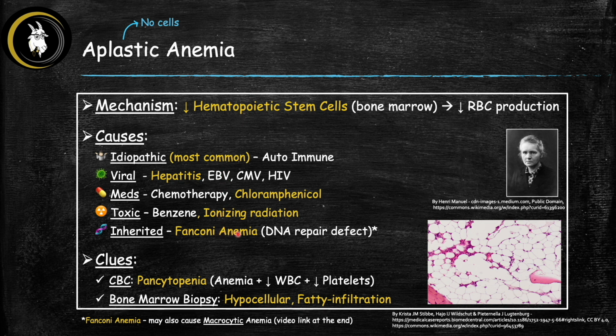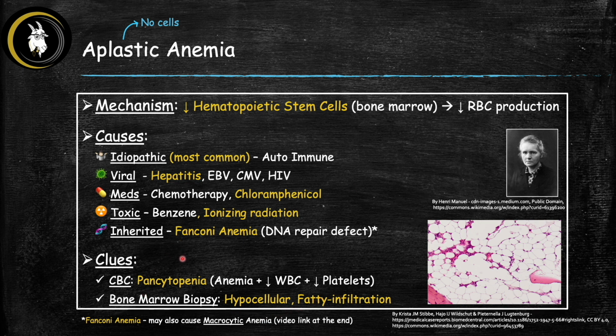And then finally, inherited gene mutations in these hematopoietic stem cells can also cause aplastic anemia. The most classic one is this one right here, which is Fanconi anemia, which can also cause both normocytic and macrocytic anemia. It's a DNA repair defect, and I talk about it in more detail in the video that I have on macrocytic anemia, and I'll link that video at the end so you can check it out.